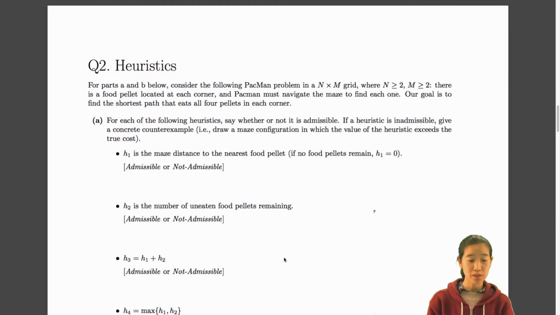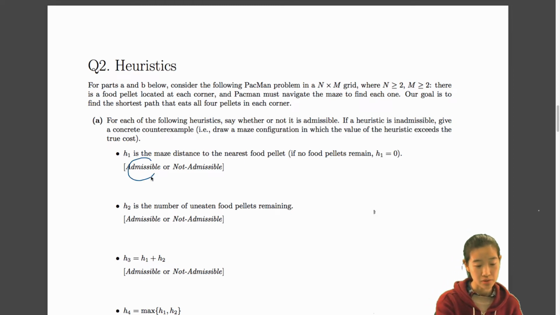Okay, so we're going to now look more into the conceptual aspect of heuristics. We now have a Pac-Man problem in an n by m grid, where we have at least 2 in both directions. And this is very much like Project 1. We need to eat all the pellets in the corners. So, looking at the first heuristic, H1, we have the maze distance to the nearest food pellet. Is it admissible or is it not admissible? We know that it has to go at least to the first food in order to eat all of them. So, it will always be an underestimate, and it is an admissible heuristic.